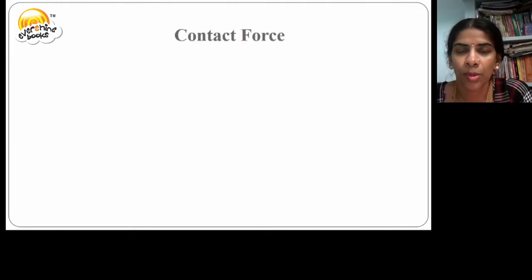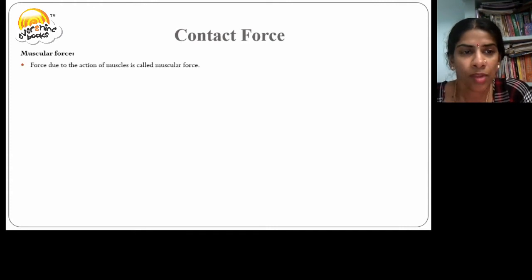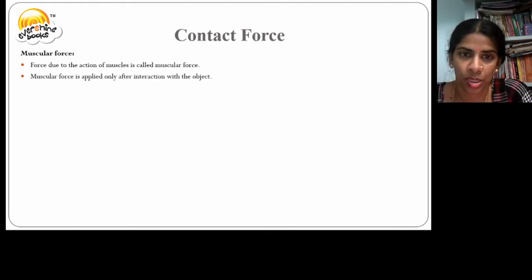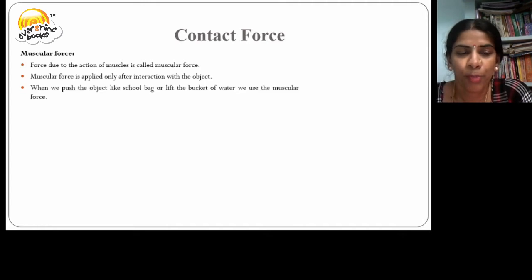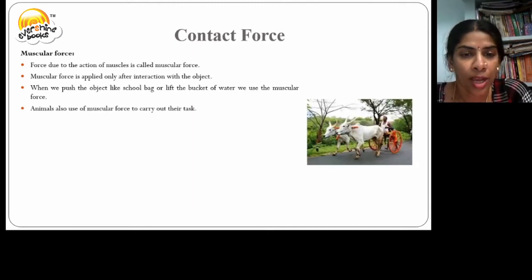Let us now discuss contact force. Muscular force. Force which is caused due to the action of muscles is called muscular force. It is applied only after interaction with the object. When we push an object like a school bag or lift a bucket of water, we use muscular force. Animals use muscular force to carry out their tasks.